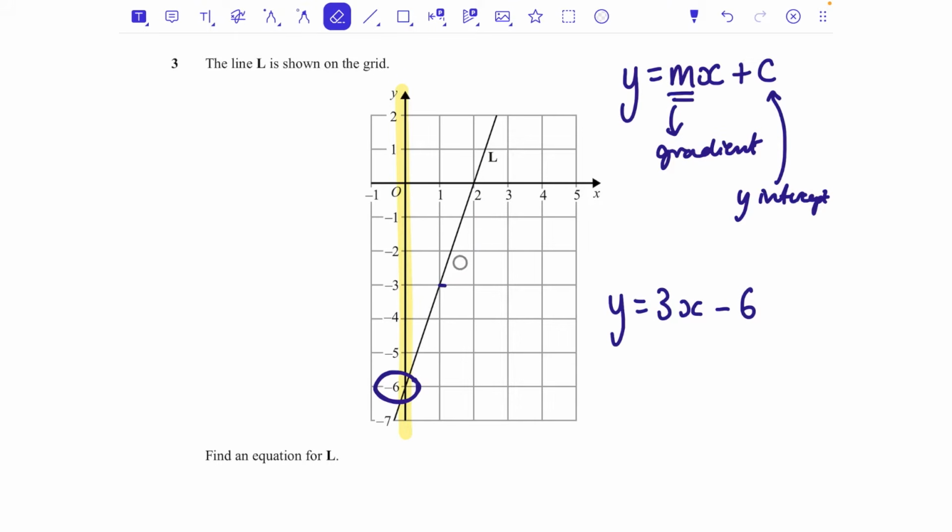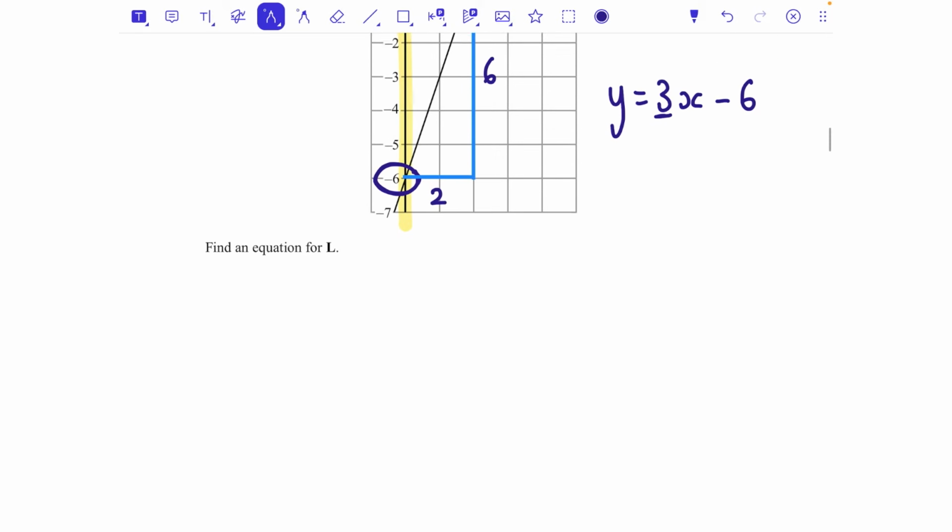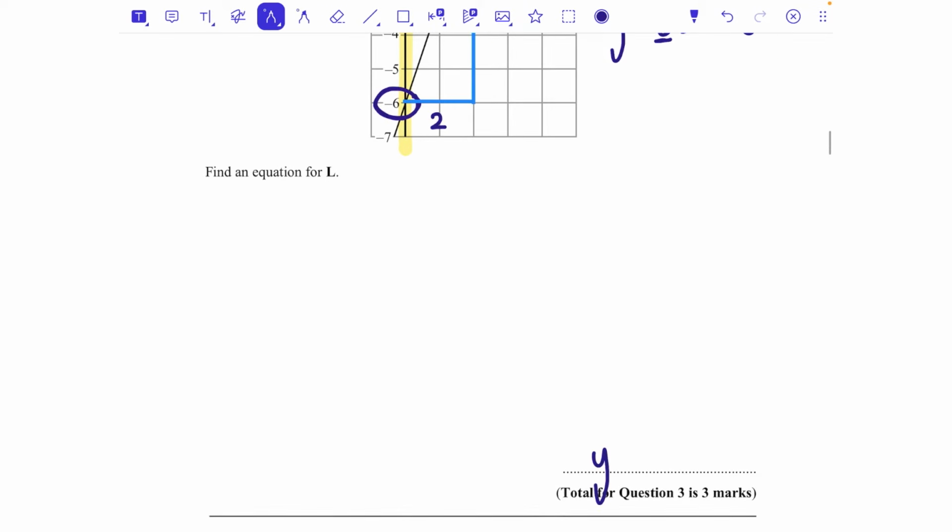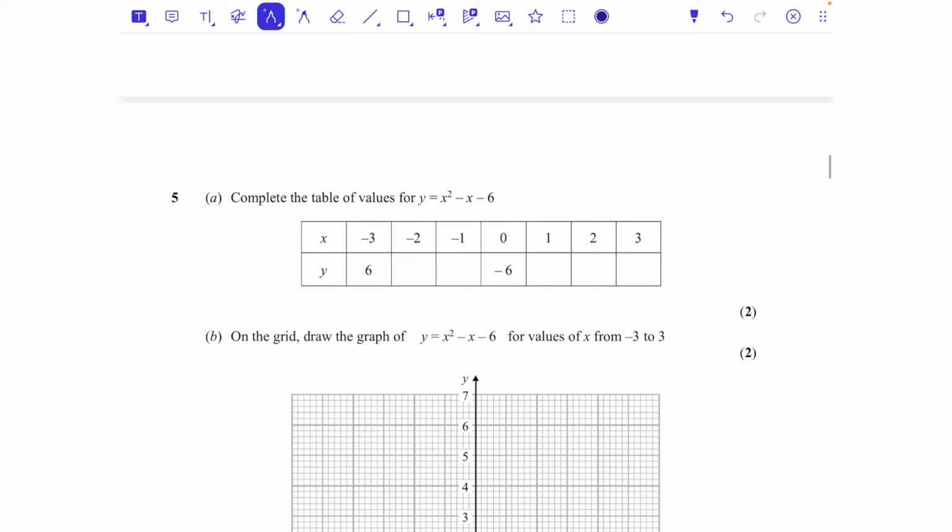Another way you could have got the gradient is to make a triangle. Now, it doesn't matter how big you make your triangle. You just want to find some points that are quite easy to use. So that point there, that point there. And the gradient is given by rise over run. So change in y divided by change in x. That's 6 squares, that's 2 squares. And 6 divided by 2 also gives a gradient of 3. So you can do it a couple of different ways, but that's the equation of the line that we're looking for. Y equals 3x minus 6.